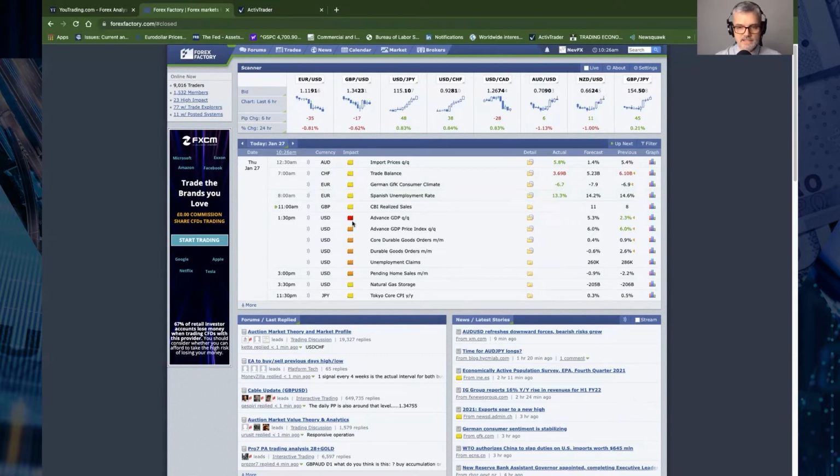Later on, we've got advanced GDP quarter on quarter for the US, and we've also got their important unemployment claims data. Lots of traders will be looking at the durable goods and the core durable goods just to see if there are still supply chain disruptions.